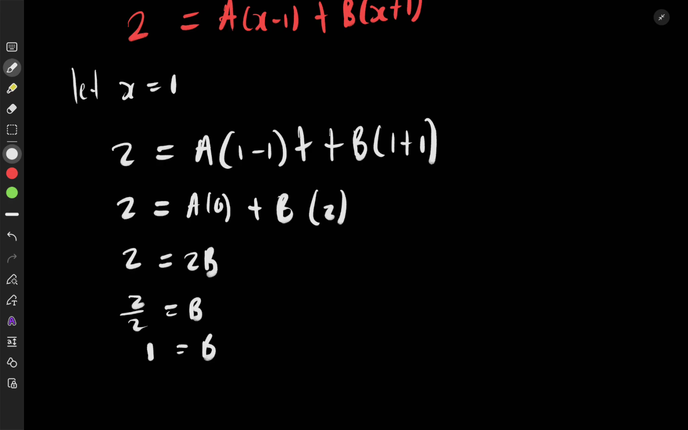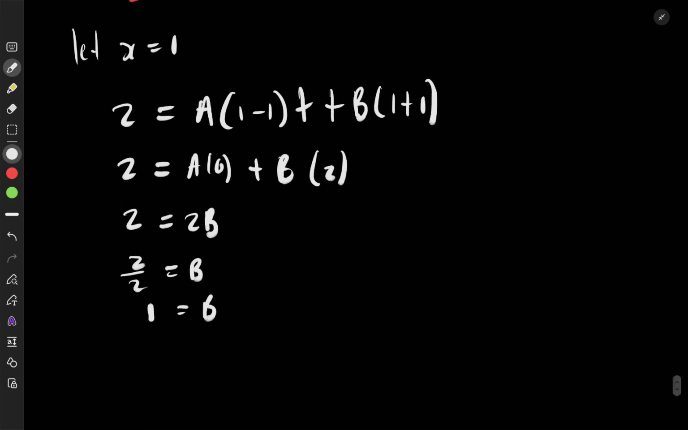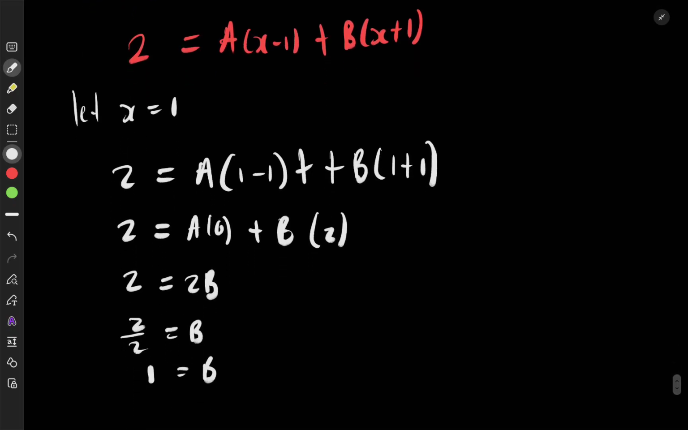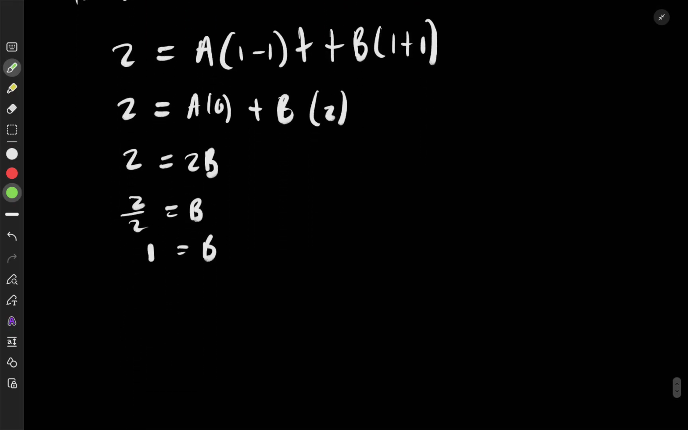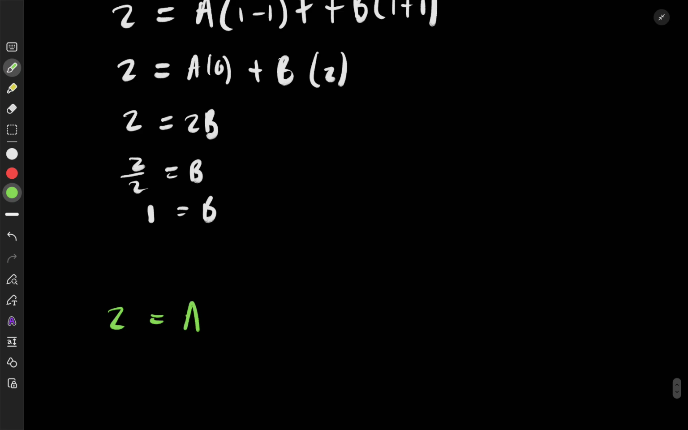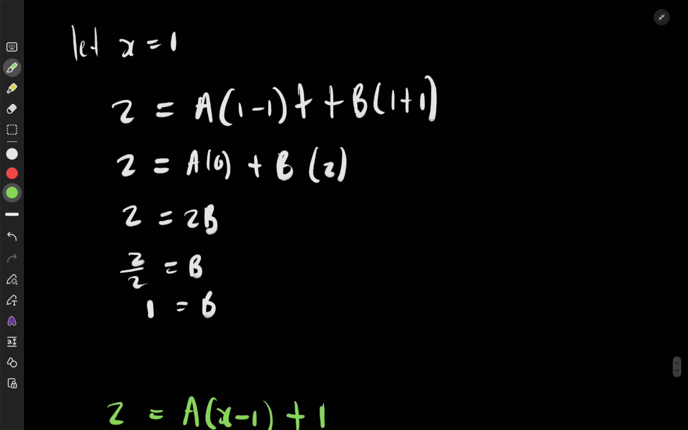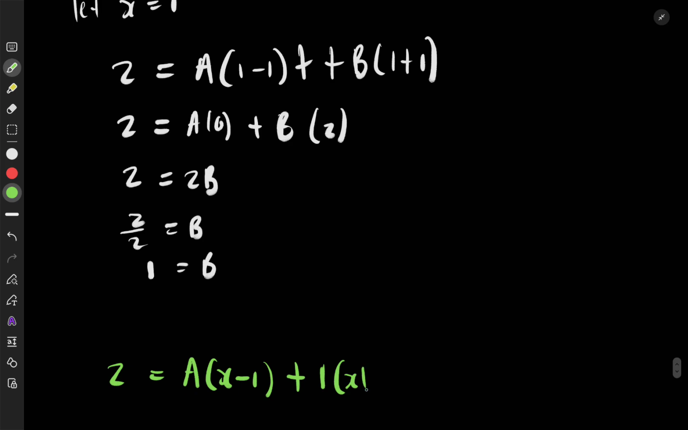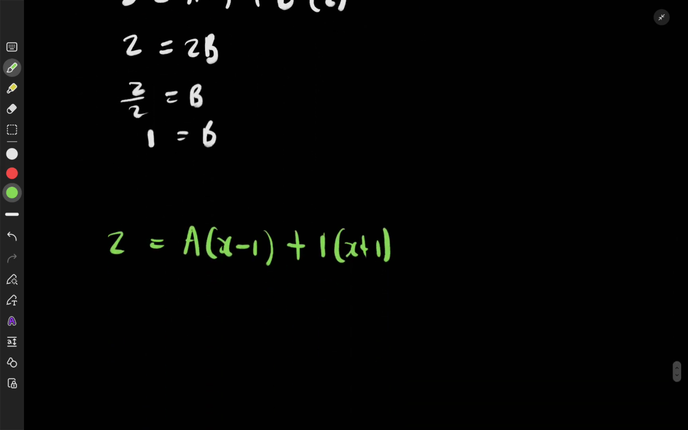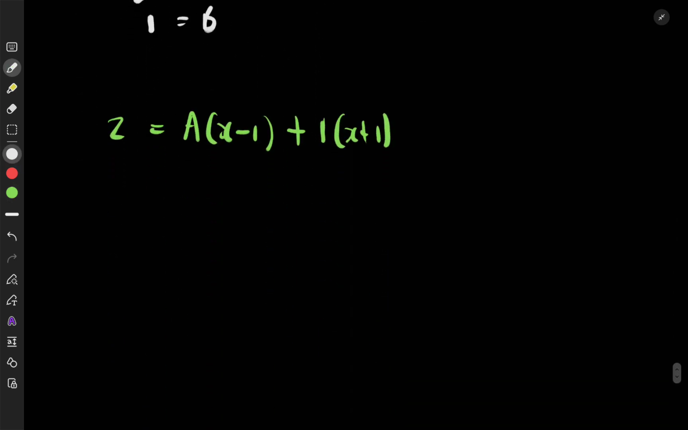And now, what do I have? I have what b is. I now need to find what a is. So I can say, I know what b is, 1. So I can now say 2 is equal to a multiplying x minus 1 plus 1, which is b, multiplying x plus 1. Okay? Now I can let x be any number basically.